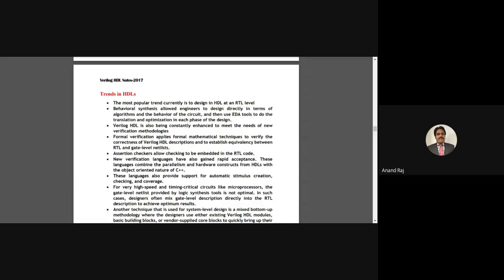Verilog HDL is also being constantly enhanced to meet the needs of new verification methods. Verification is done by Verilog HDL. Verilog HDL is also used for formal verification. Formal verification means checking whether the designer has designed the circuit in the proper way, following proper rules. Assertion checks: we can check the assertions in the RTL code.